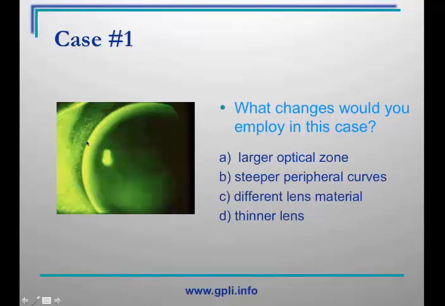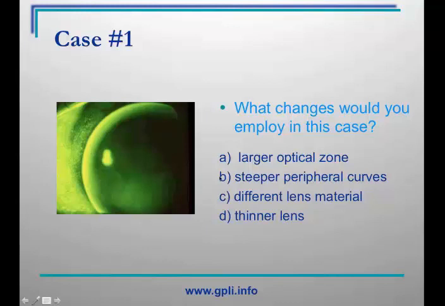So what changes would you employ in this case? And as you can tell, we have excessive edge clearance. So you need to reduce edge clearance, and all four of these options will accomplish this, but a thinner lens, certainly, as you see in D, will reduce the lens mass, which may bring this inferior decentered lens up on the eye and create less possibility that it's being dislodged inferiorly.